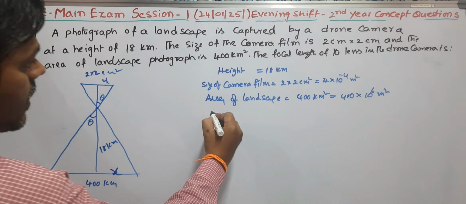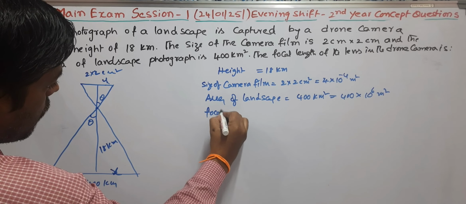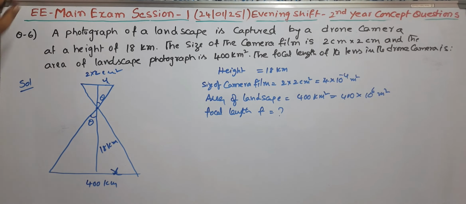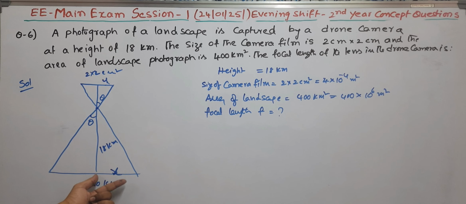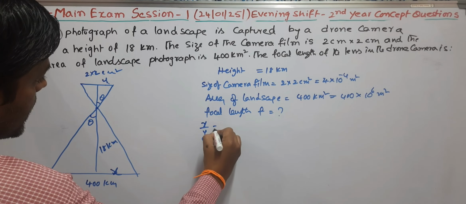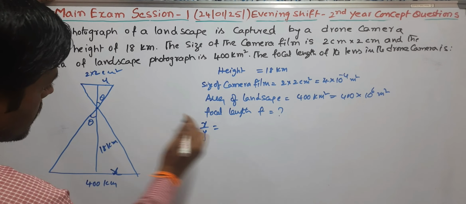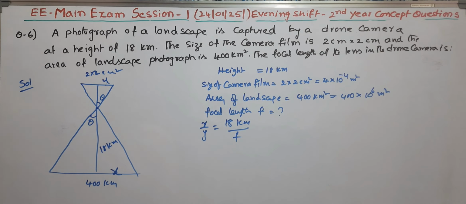So what is being asked? The focal length of this drone camera. The focal length f is equal to y. You can take x by y or y by x, whatever. x by y is equal to this height to this height, isn't it? That means total height 18 kilometer by focal length f.